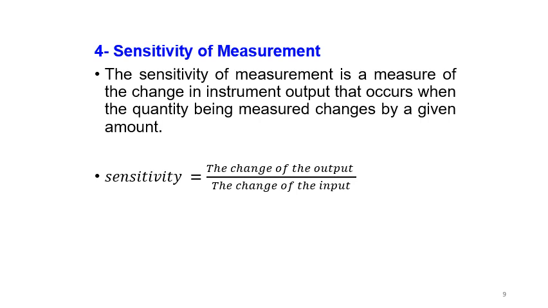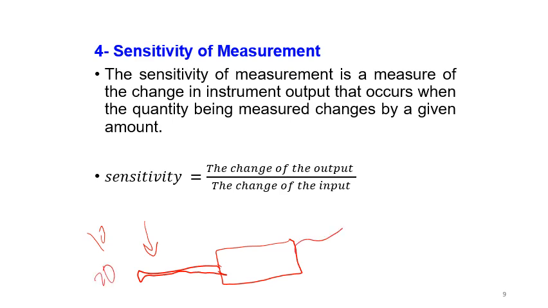It's how sensitive the device is to the change of the measurement. What does it mean here? If I simply want to measure the temperature, this is the sensor measuring the temperature, or the measuring instrument, let's say. If the temperature changes from 10 to 20 degrees Celsius, will the output, or will the device, the meter, notice this change or not?